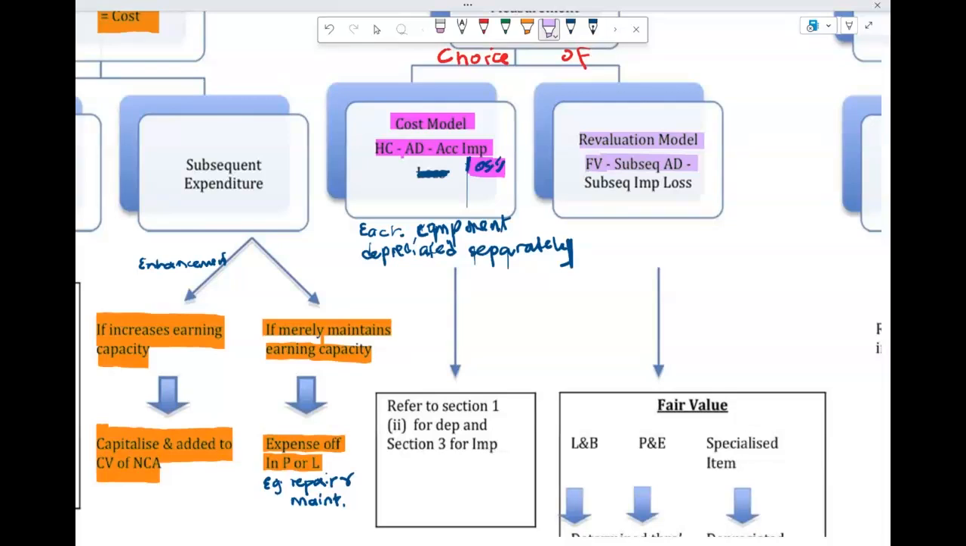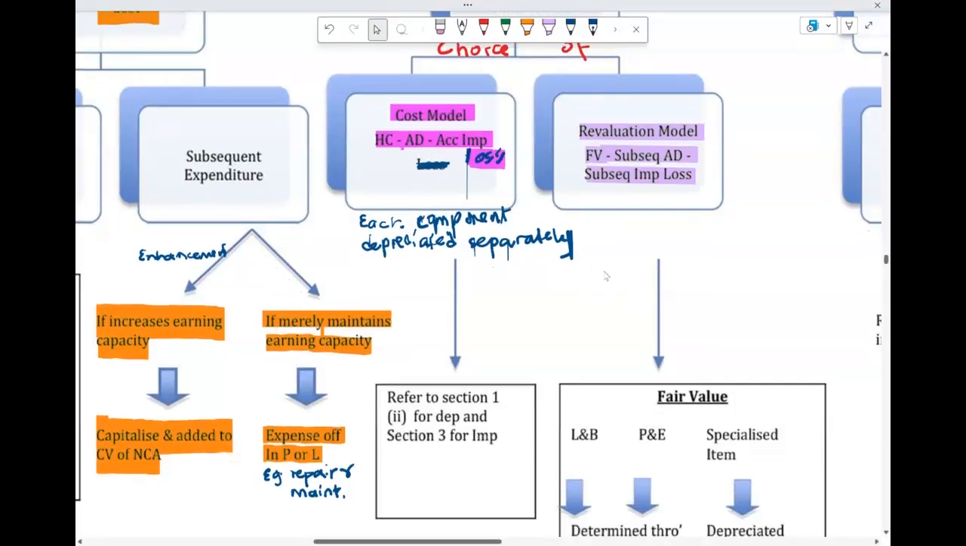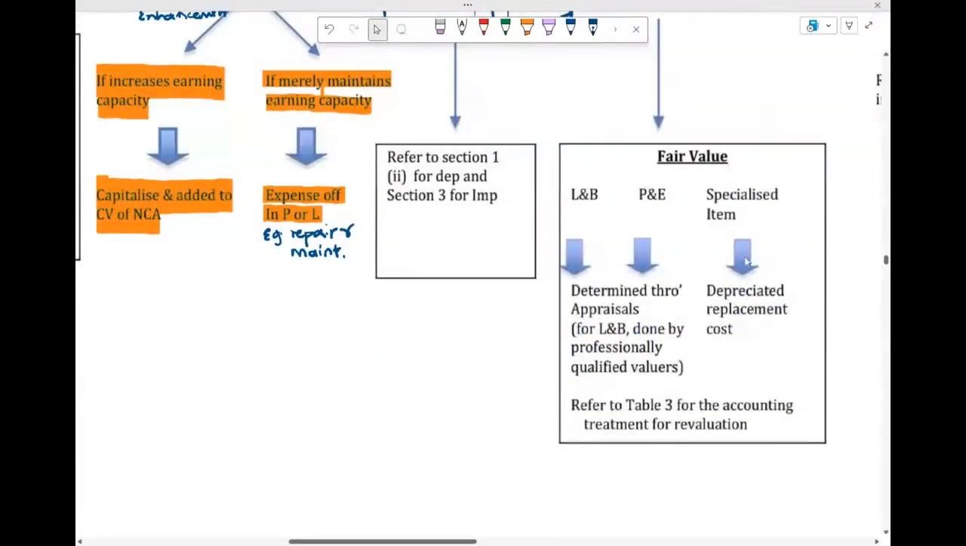Okay, and then again, if there's any indicators of impairment, I need to check, and if there is a loss, then I need to less again subsequent impairment. So before that, any impairment loss, clear off. Okay. All right. So here the table is, how do we determine fair value? For land and building, plant and equipment is usually through appraisal. We determine the fair value through appraisals.